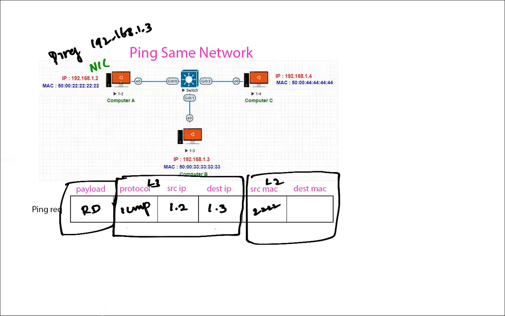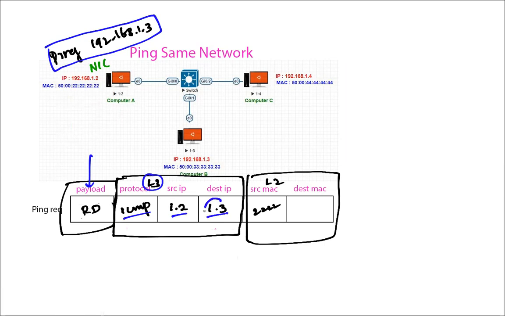Okay, what happens is, the moment I type this command, the PC will fill the payload, which is random data, and then it will fill the layer 3 cover. Layer 4, we are skipping here. In layer 3, it'll put ICMP, the source IP address will be 1.2, and the destination IP will be 1.3.